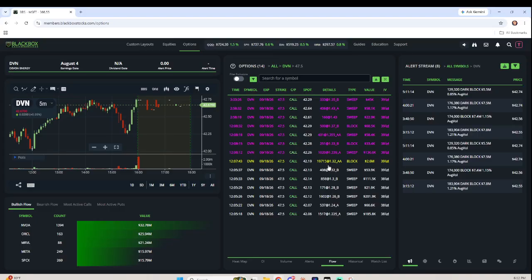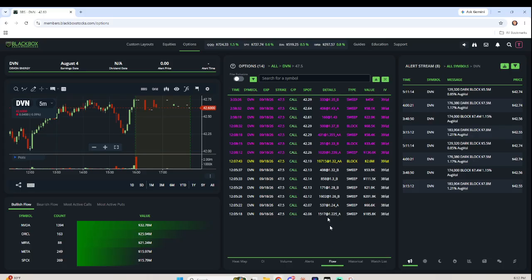So because the block is intermixed with these sweeps, I would give it a bit more importance than if we had seen this block by itself. Also, the fact that the block is above the ask, you rarely ever see. Blocks are typically just plain ask or bid. Again, there's no urgency, right?